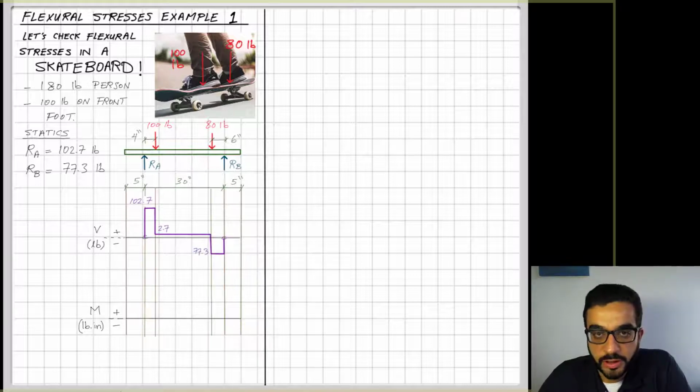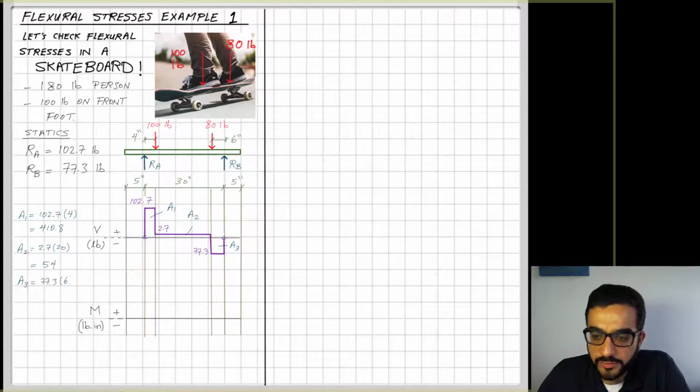102.7 pounds. I will go straight, no distributed load, so I will hit now the 100 pound load of the front foot, getting me down to 2.7 pounds. Go straight, no distributed load, hit the 80 pound, that will bring me to negative 77.3. And then I will hit RB, which will bring me to equilibrium of 0 at the right roller here.